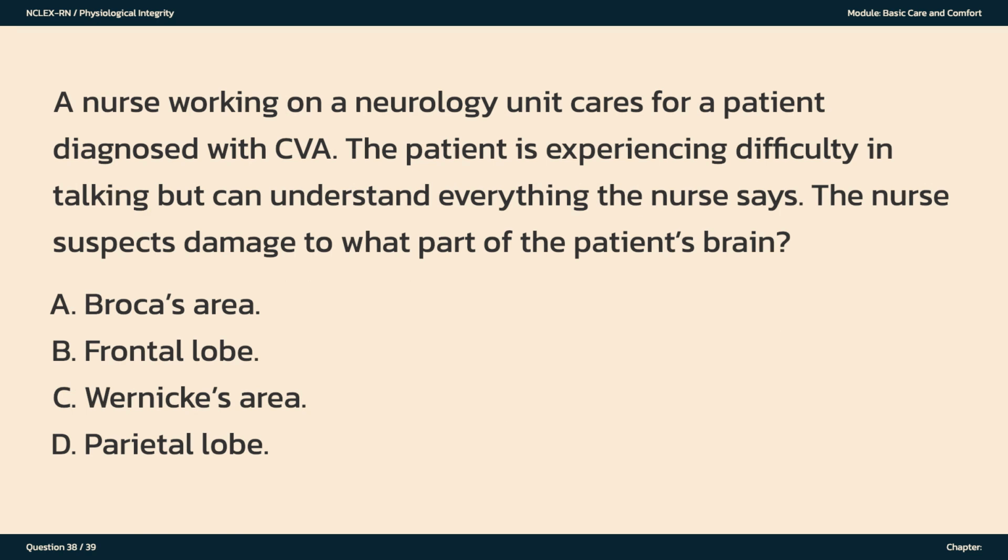A nurse working on a neurology unit cares for a patient diagnosed with CVA. The patient is experiencing difficulty in talking but can understand everything the nurse says. The nurse suspects damage to what part of the patient's brain? A. Broca's area. B. Frontal lobe. C. Wernicke's area. D. Parietal lobe.